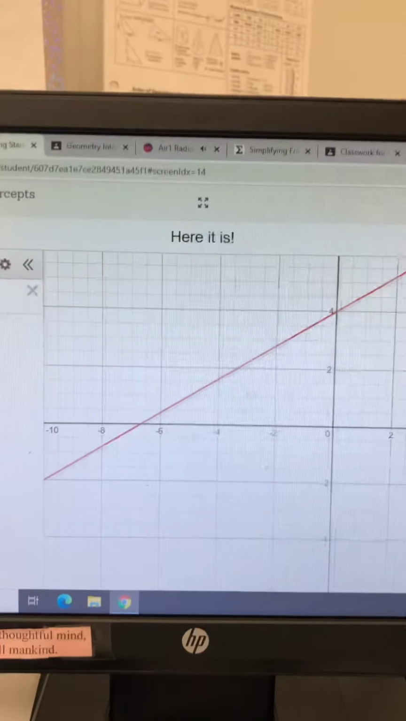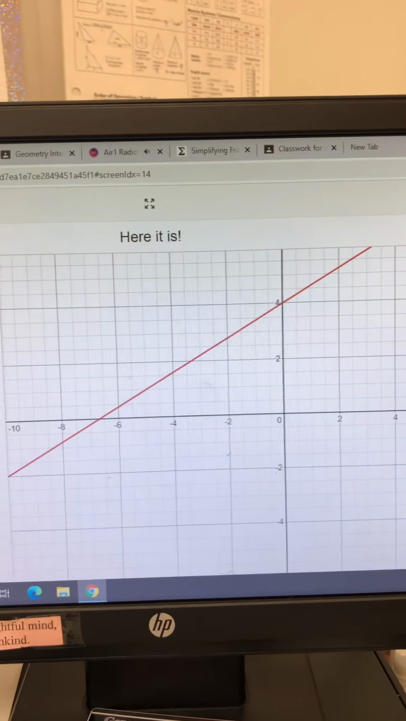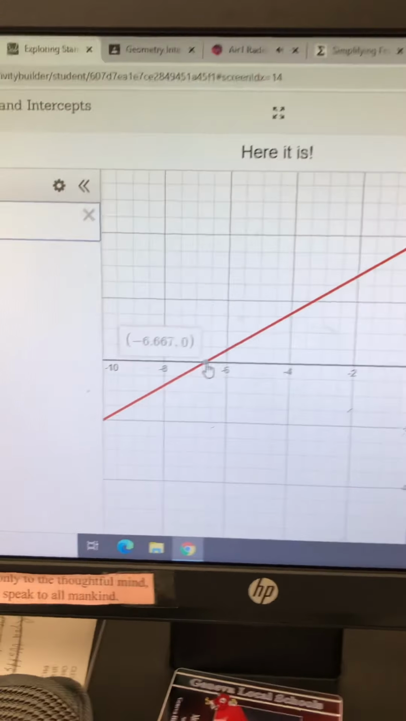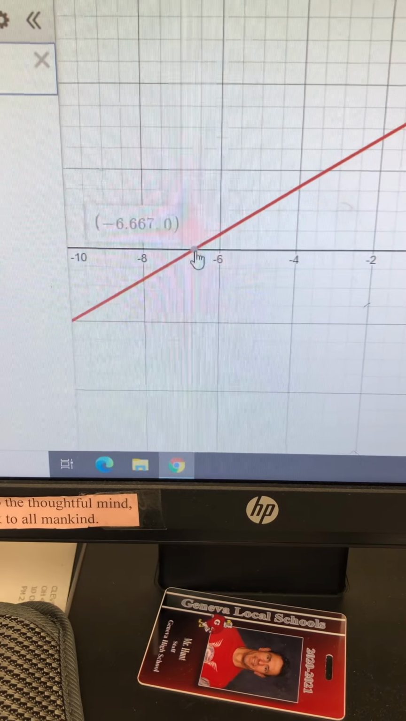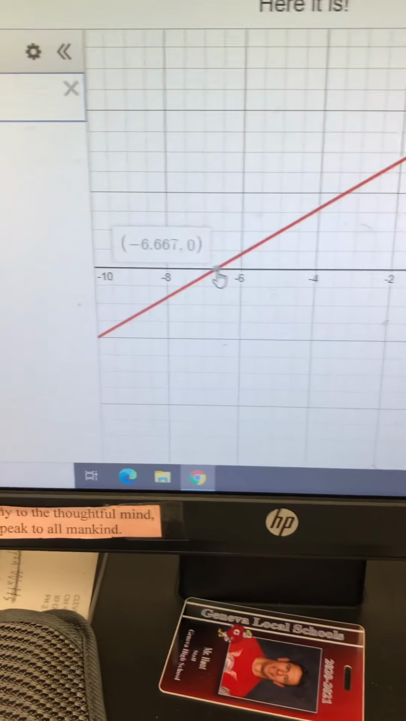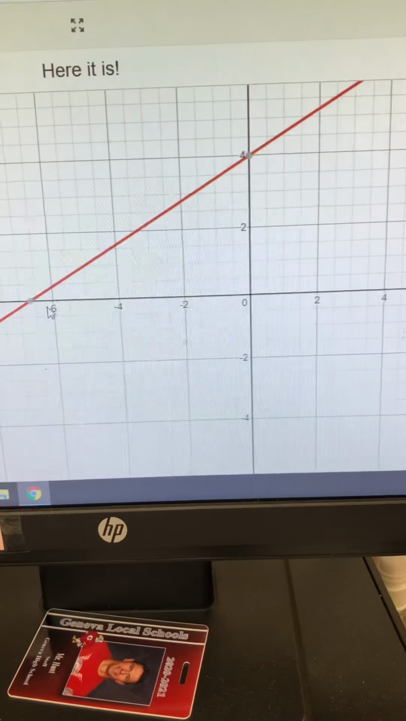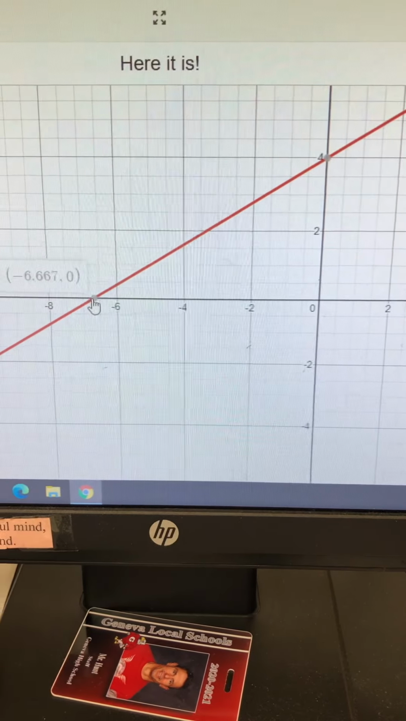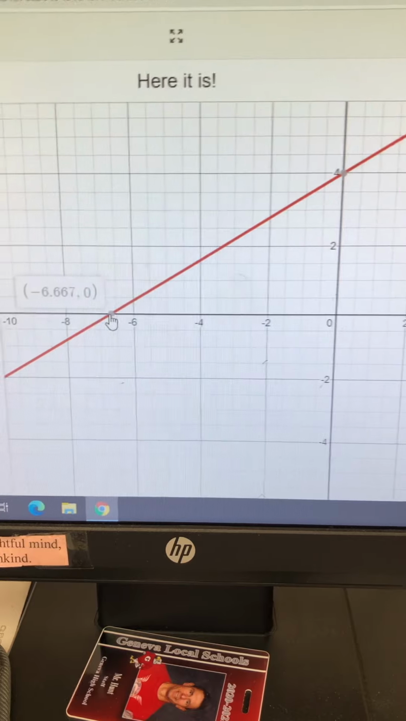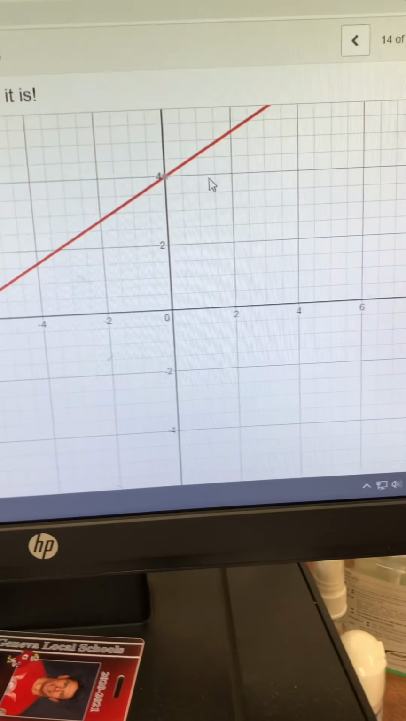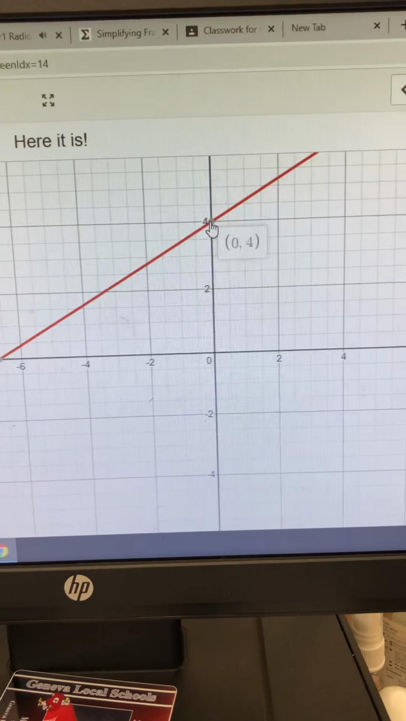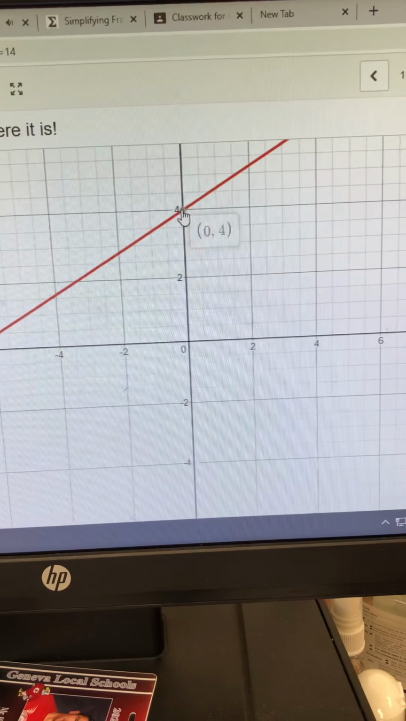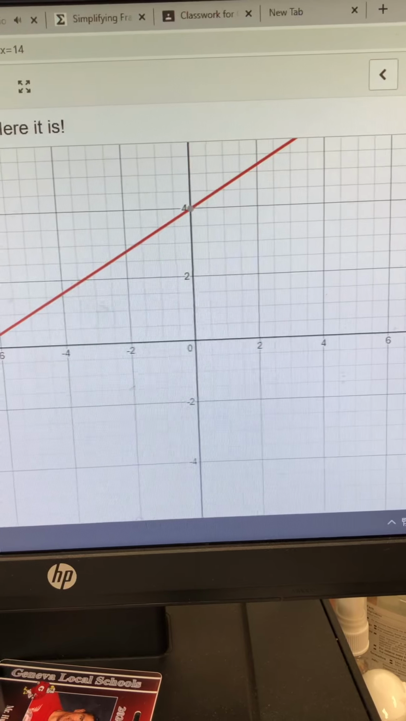And you actually get those answers here. When you click on this in Desmos, it actually shows you the points. So notice my x-intercept, like I said, is negative 6.667. I rounded it a little bit earlier. I put negative 6.67. It doesn't make a difference. That's close enough. And the y is going to be 0, 4, or the y-intercept is 4, in other words.